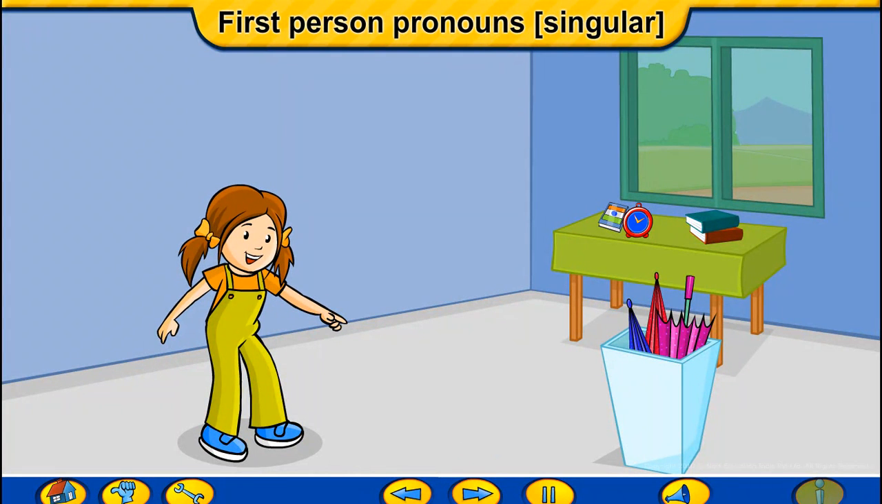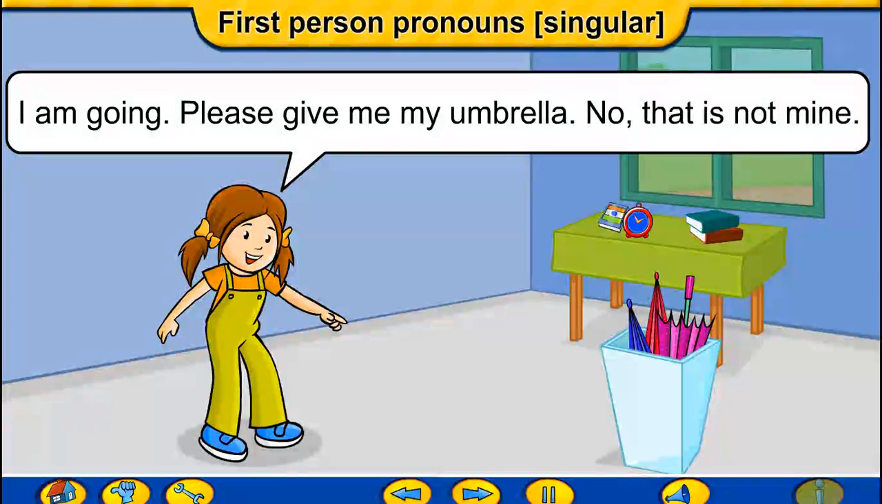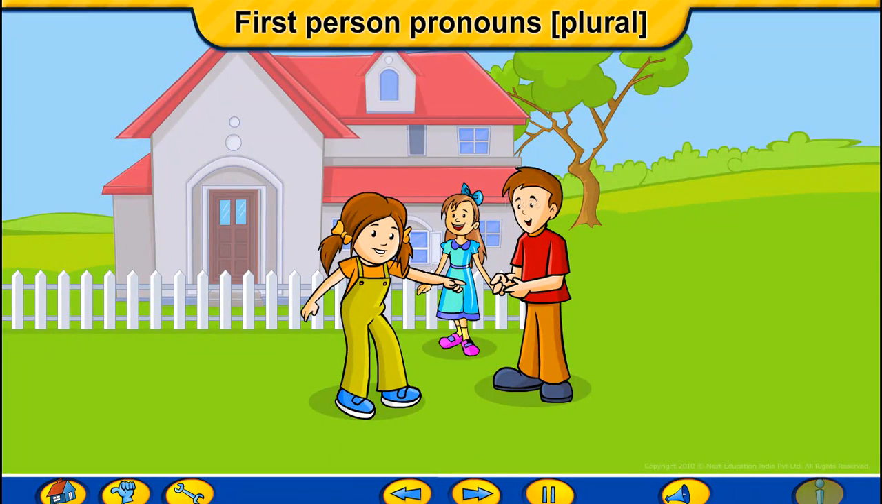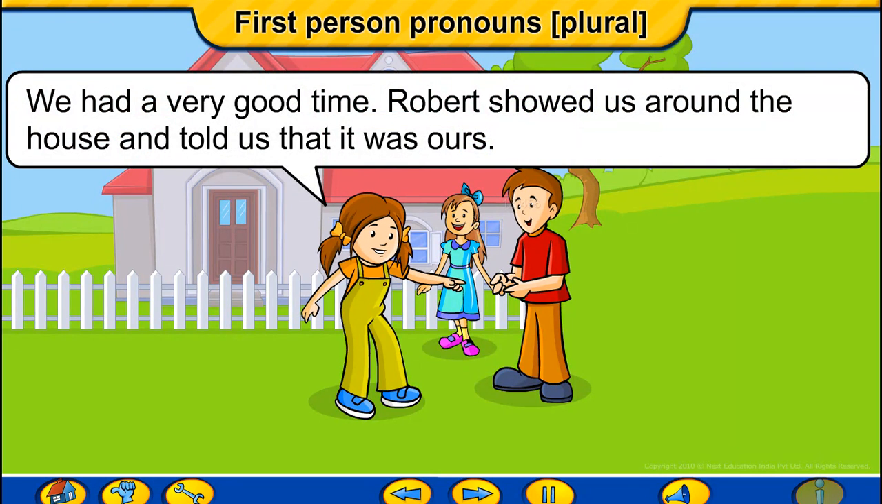For example, take the sentences, I am going. Please give me my umbrella. No, that is not mine. Here, we see the use of the pronouns I, me, and mine for singular nouns. In these sentences, we had a very good time. Robert showed us around the house and told us it was ours. The pronouns we, us, and ours are used for plural nouns.